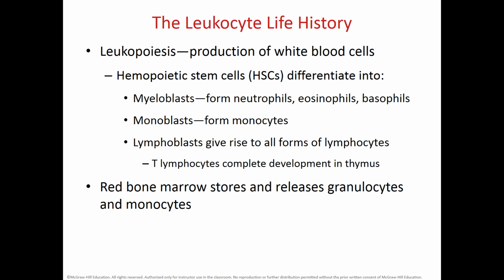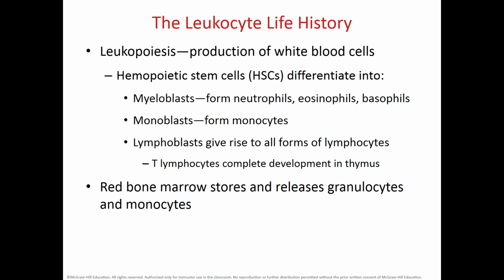Production of white blood cells is known as leukopoiesis, and the production of the white blood cells starts with the hematopoietic stem cells or HSCs. So these HSCs will transform or differentiate into myeloblasts to form neutrophils, eosinophils, and basophils. So myeloblasts will form the granulocytes.